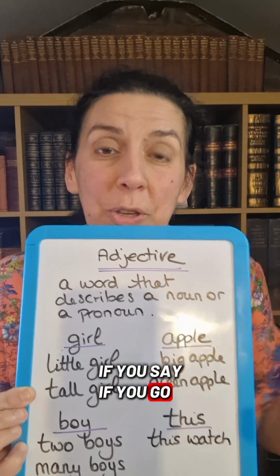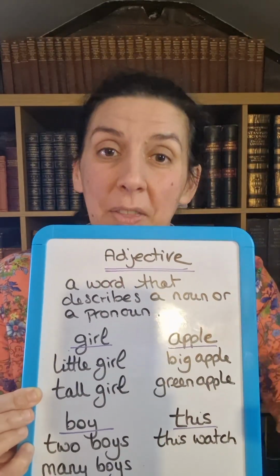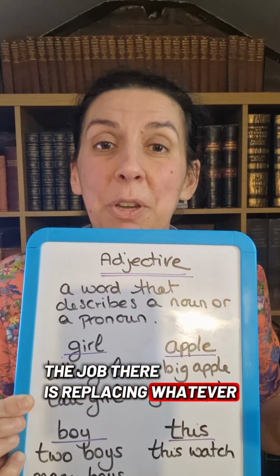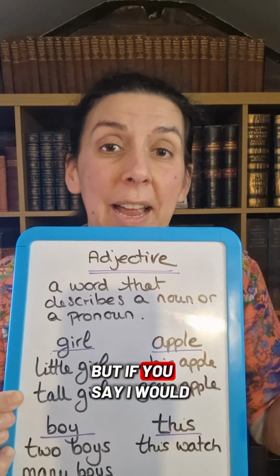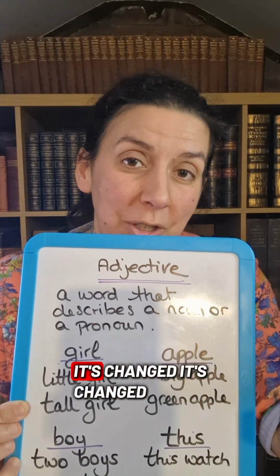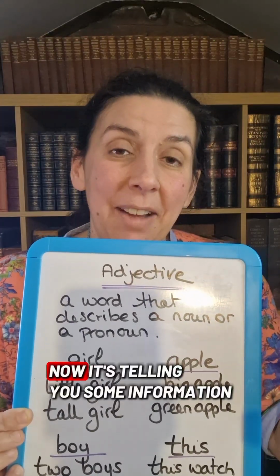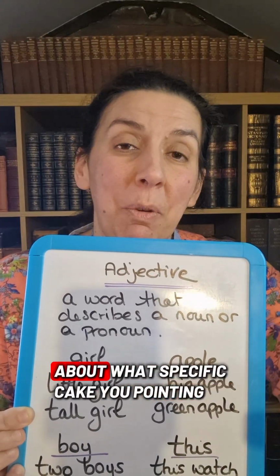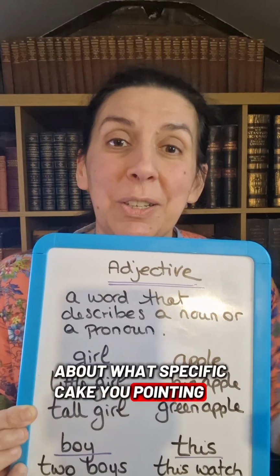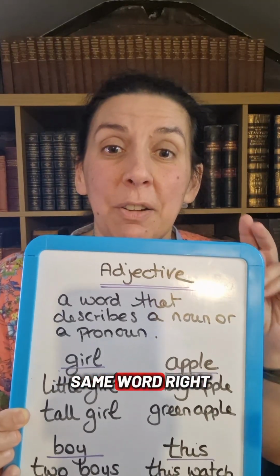If you go into the shop, point in the window and say, I'd like this, the job there is replacing whatever you're pointing to. But if you say, I would like this cake, now it's just changed. It's a different job. Now it's telling you some information about what specific cake you're pointing to. So it's just two different jobs, same word, right?